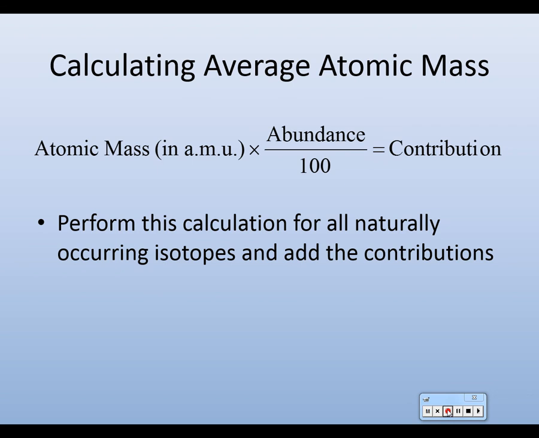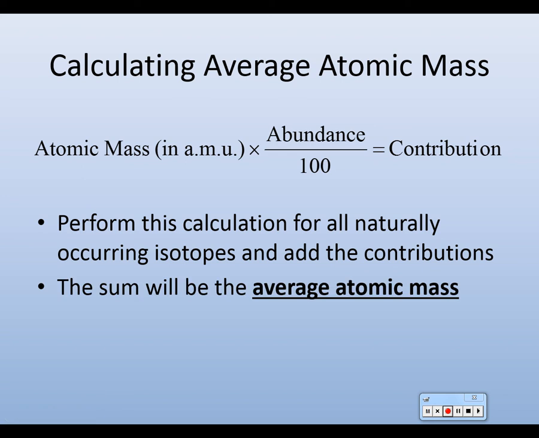What we do is perform this calculation for all of the isotopes and add them up. When we add up all the contributions, that will give us the average atomic mass. So you're going to do this little calculation for all of the isotopes of an element. You'll get the contribution of each one, and then once you know each one's contribution to the average, you add them all up, and that gives you the average. Okay?